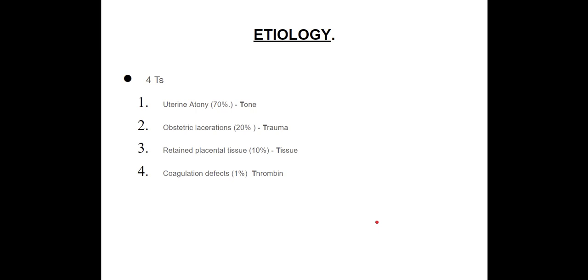So the causes or the etiology, we use the mnemonic the four T's. The first T stands for tone, which denotes uterine atony, by far the most common cause of postpartum hemorrhage. Second T is trauma, which we refer to as obstetric lacerations, the next most common cause of postpartum hemorrhage. The other one is tissue, which is due to retained placental tissue. While the fourth T, which is less common and we're not going to spend much time talking about it, is coagulation defects, which is denoted by the fourth T, thrombin.